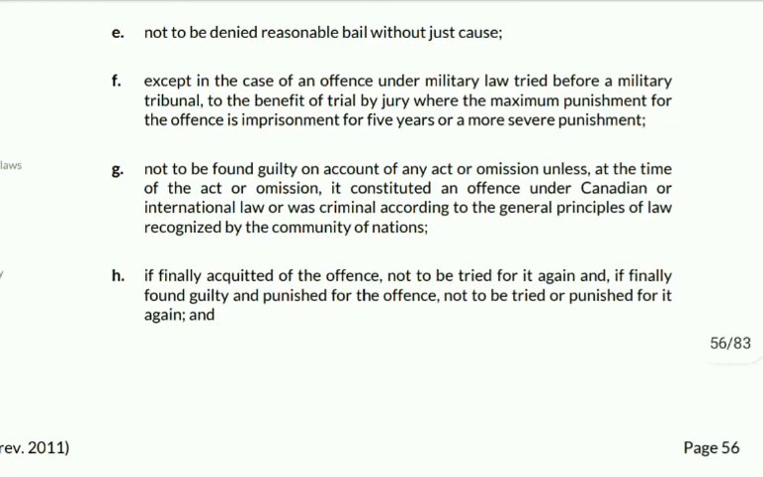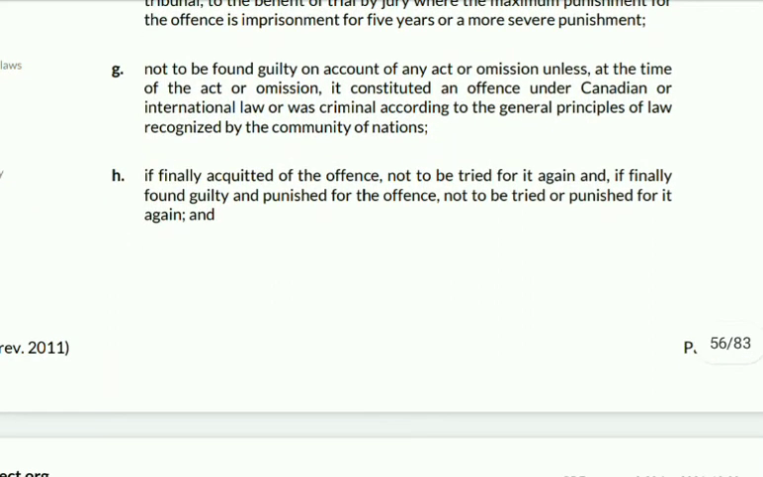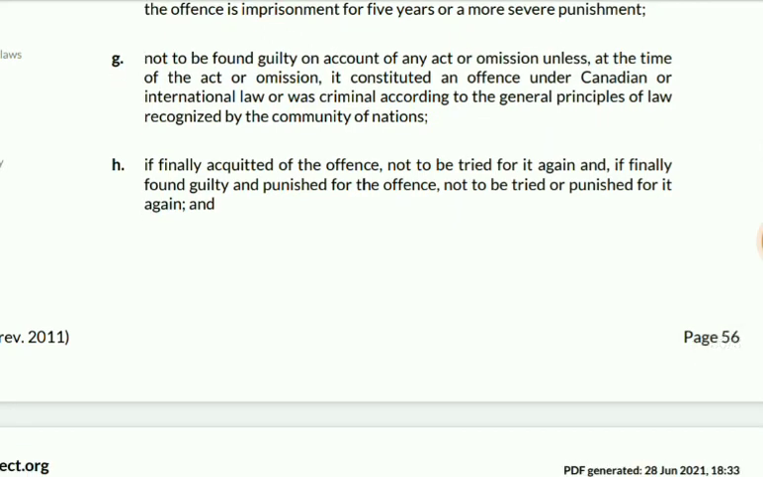Eighth is if finally acquitted of an offense, not to be tried for it again, and if finally found guilty and punished for the offense, not to be tried or punished for it again. So it is the basic principle of double jeopardy. Once a person is punished for an offense, he cannot be punished again for the same offense, and if he has been acquitted, then he cannot be tried again for the same offense.